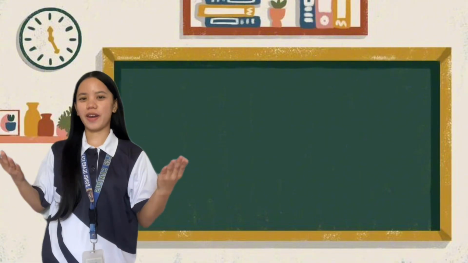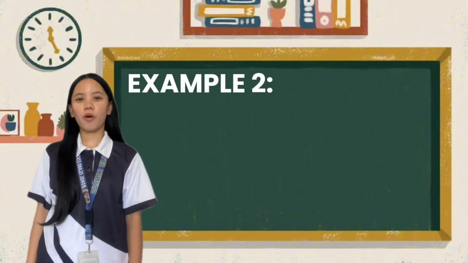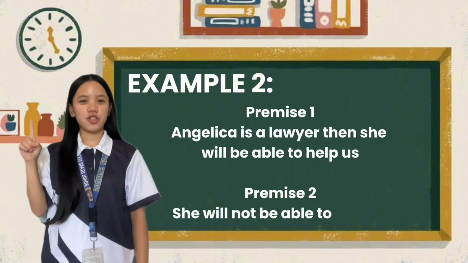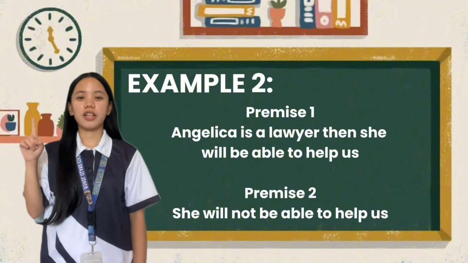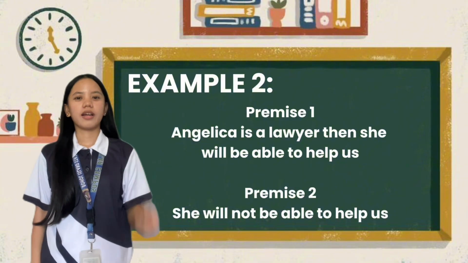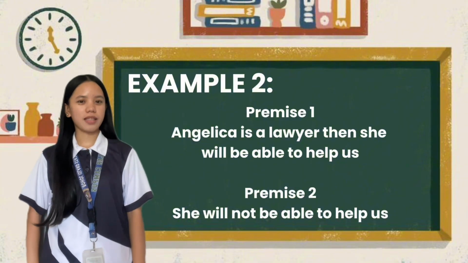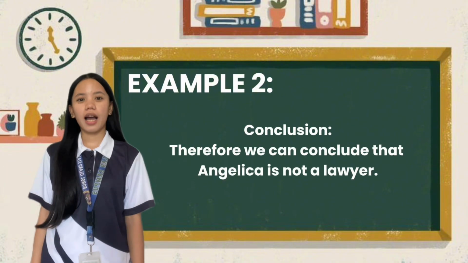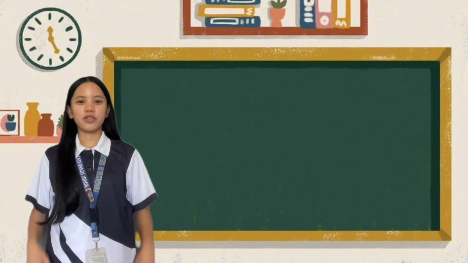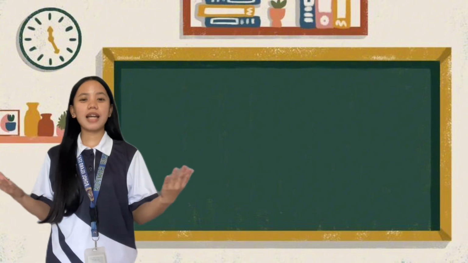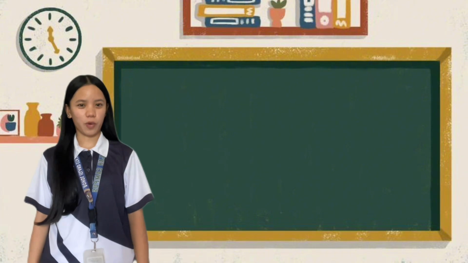Now let's have another example. Suppose we have a statement. Premise 1. If Angelica is a lawyer, then she will be able to help us. Premise 2. She will not be able to help us. Therefore, we can conclude that Angelica is not a lawyer. Do you understand? That's good. Now that's how the modus tollens works.